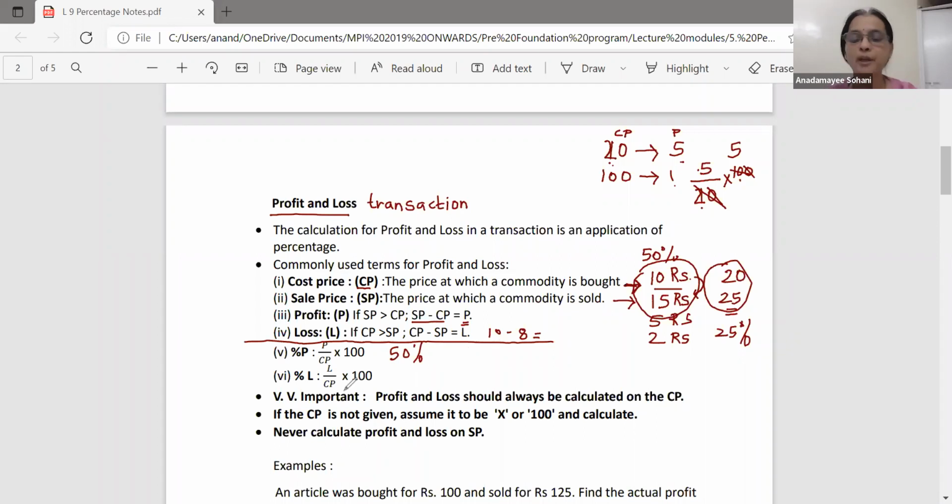If I want to find the loss percent, I will write the loss. What is my loss? A 10 rupee item I sold for 8 rupees, so my loss is 2 rupees. So loss upon cost price into 100. 10 tens are 100. So I am facing a 20% loss. And here I am getting 50% profit.